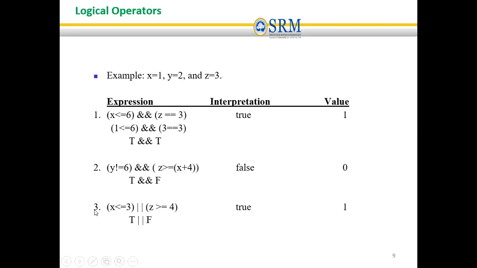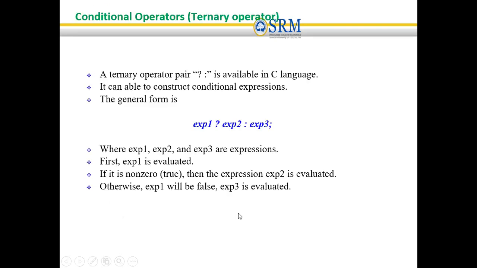If we go to the third example, x less than or equal to 3 or z greater than or equal to 4. By substituting the values, you will get true or false. According to the truth table, you will get true as your result.